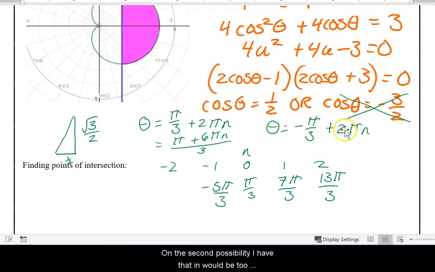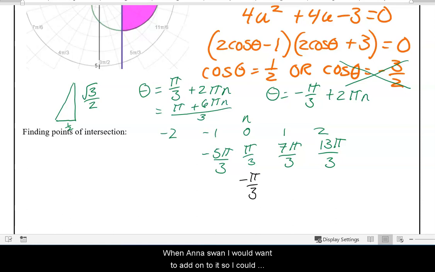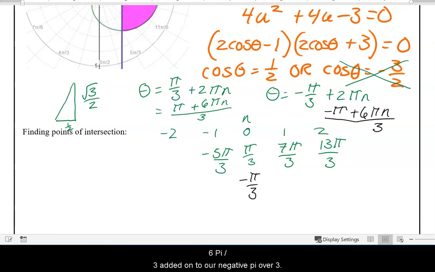On the second possibility, I have that 2 pi n would be added to -pi over 3. That gives me a different row. Let's write this row in black. This row would look like the following. For n equals 0, I would have -pi divided by 3. When n is 1, I would want to add on to it. So I could think of this as 4 pi, oops, not 4, my bad. That would be 6 pi n divided by 3 added on to our -pi over 3.